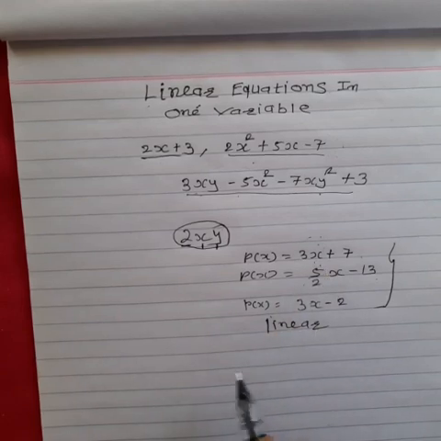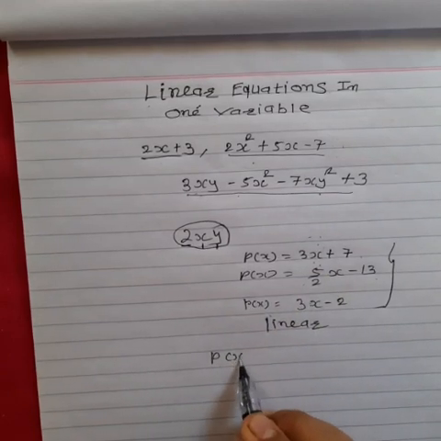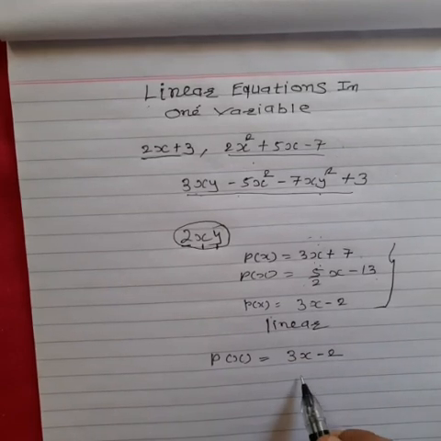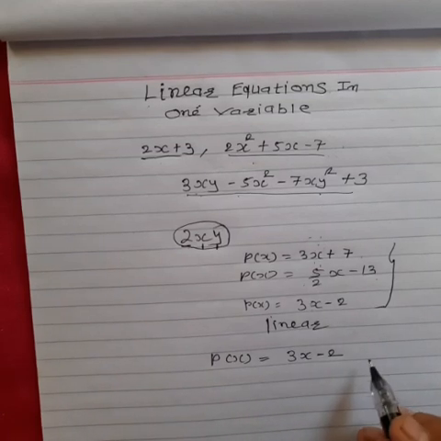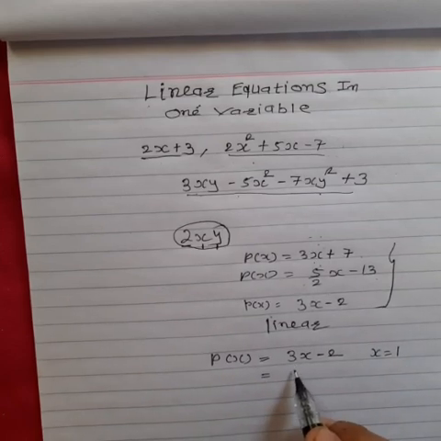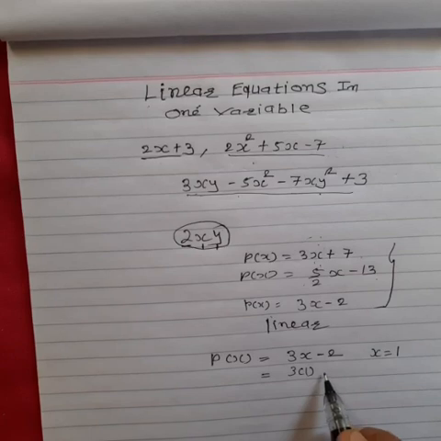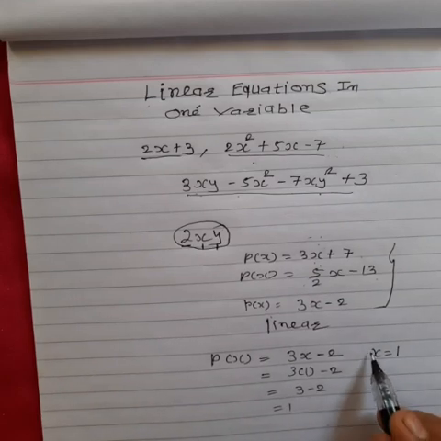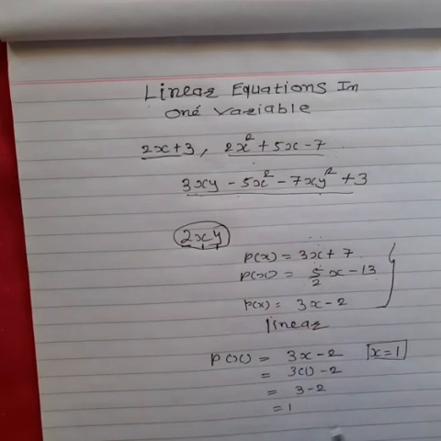So here suppose we take P of x is equal to 3x minus 2. By taking different values of x, you get different values of P of x. Suppose you take x is equal to 1 and plug the value into 3x minus 2. Then what do you get? 3 into 1 minus 2. 3 ones are 3, 3 minus 2 is 1. So if you take the value of x as 1, then the value of P of x is 1.